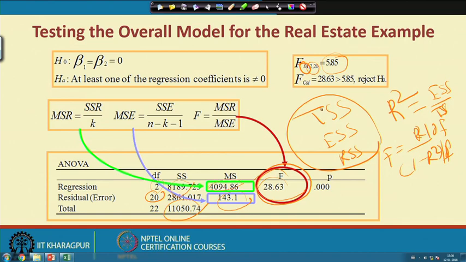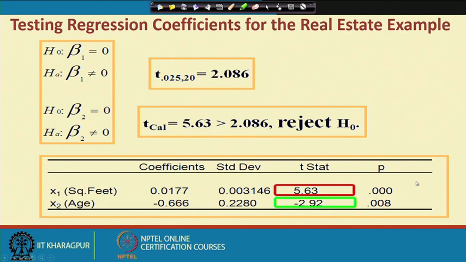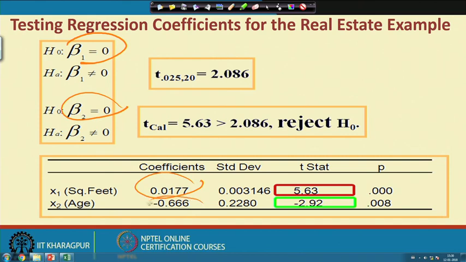The other check we need is with respect to the parameters, and we should know whether beta 1 and beta 2 are statistically significant or not. Accordingly, the null hypothesis will be beta 1 equal to 0 and beta 2 equal to 0, and the counterpart alternative hypothesis will be beta 1 not equal to 0 and beta 2 not equal to 0. It is the same thing. These are all beta coefficients: this is the beta 1 coefficient and this is the beta 2 coefficient.